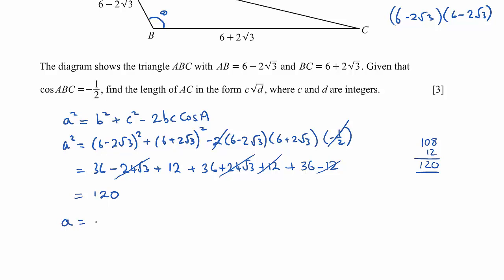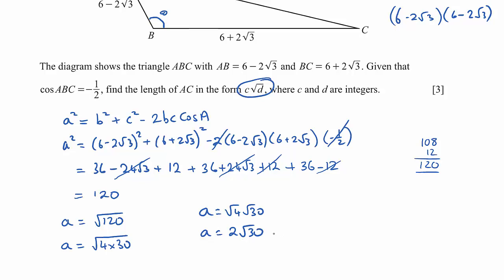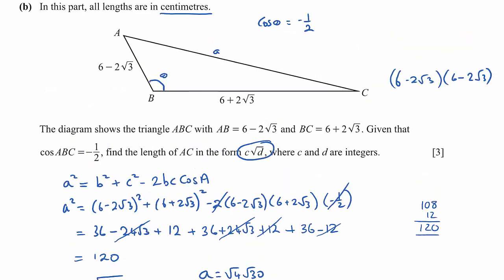And therefore A is going to be the square root of 120. And we want to get that into this form just here. Now the best I can see there at the moment is that 120 is 4 times 30, and therefore A is going to be root 4 root 30, so A is going to be 2 root 30, and of course we were told that they were all in centimeters.